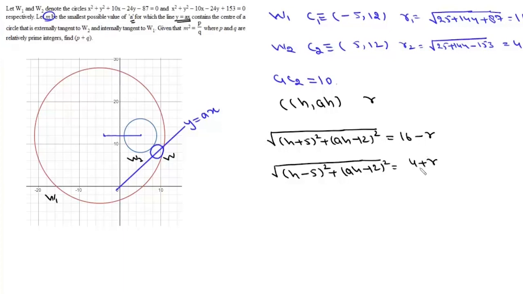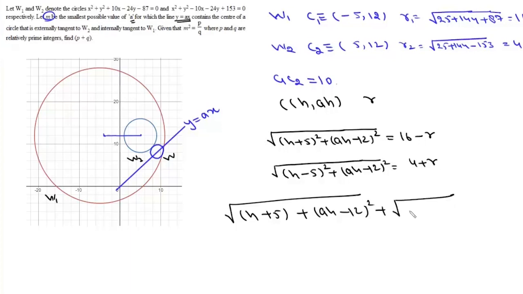Now we'll add them. So this R will get eliminated. So now we can add, this is under root of H plus 5 plus AH minus 12 whole square plus under root of H minus 5 plus AH minus 12 whole square, and they'll be equal to 20. Now this is center of the circle C1, and this is center of the circle C2, and this center is C. Now if you look at this equation, then this is CC1 plus CC2, it is equal to 20.